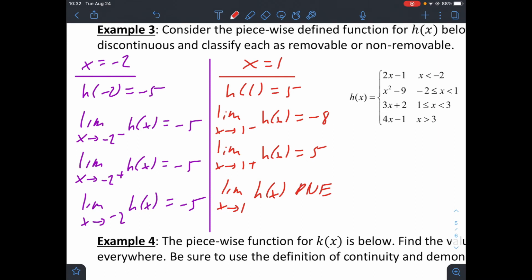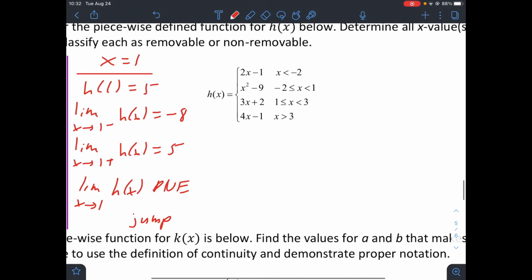What kind of discontinuity would happen here? It'd be a jump in the graph, which is not removable. We'll write that down later on here. Let's do our last check. We got to check one more point. That would be when x is 3.